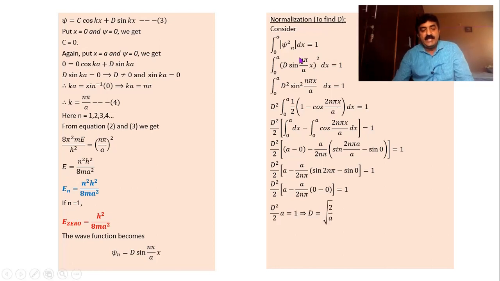Please follow the steps carefully. This sin 2n pi becomes 0, sin 0 becomes 0, and then this entire second term becomes 0. I am left with only a. I get D square a by 2 is equal to 1. I get D is equal to root of 2 by a.